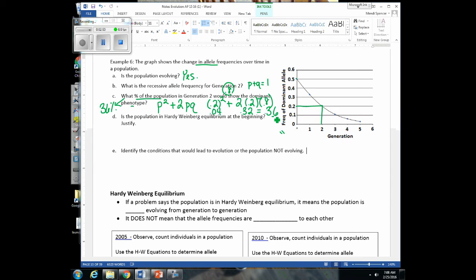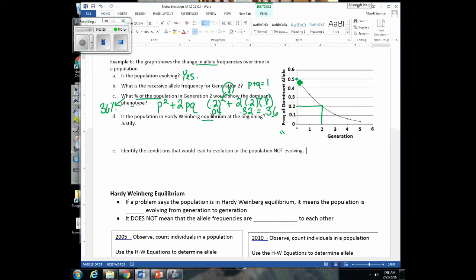D says, is the population in Hardy-Weinberg equilibrium at the beginning? Now, I know why they're asking this question, because a common misconception that students have is what we mean by Hardy-Weinberg equilibrium. We see this word equal, and we think that it means that the frequency of the dominant and the recessive allele must be equal. And you can see that it is here at the beginning of our graph. 0.5 represents the dominant allele, 0.5 represents the recessive allele.